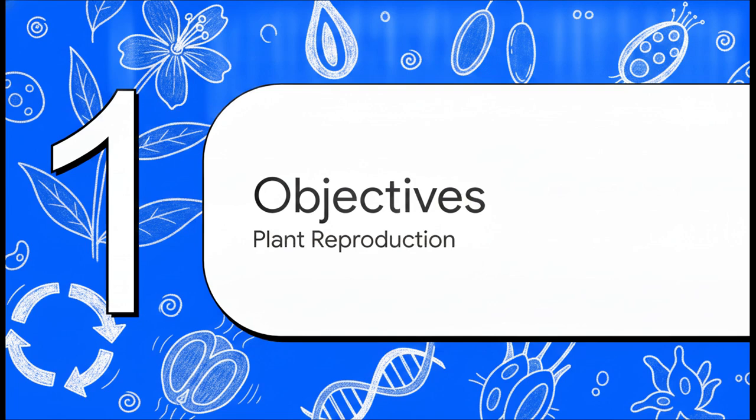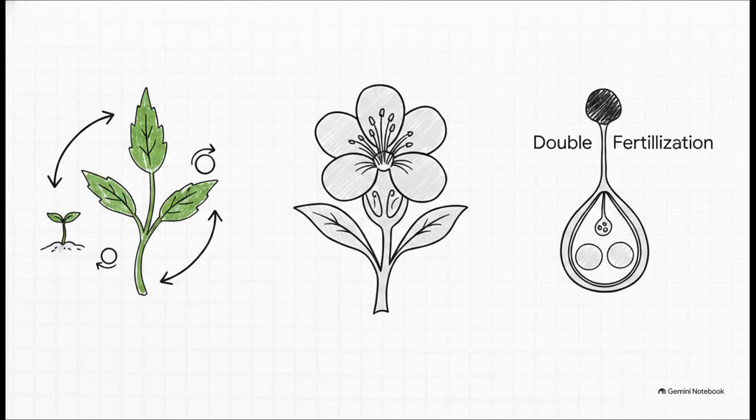Starting off with our objectives for plant reproduction. By the end of this session, you should be able to do three main things. First, understand the alternation of generation cycle, which is basically how plants fundamentally live and reproduce. Second, identify the exact anatomy and organs of a flower. And third, track the specific steps of pollination, ending with a super unique biological process called double fertilization.